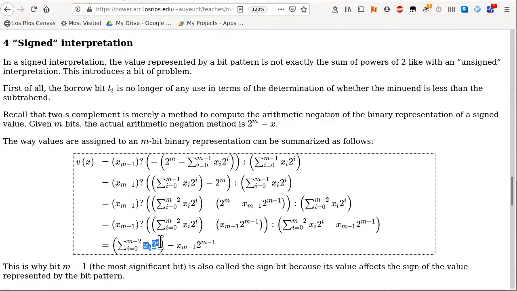We have seen this before when we dealt with base conversion, but when you look at the sigma, it only goes from digit 0 to digit m minus 2. In other words, the most significant bit, being bit m minus 1, is not in this sigma. Instead, it is outside, and it is being subtracted from the sigma. So how does that work?